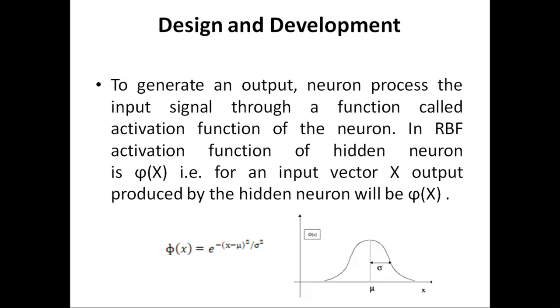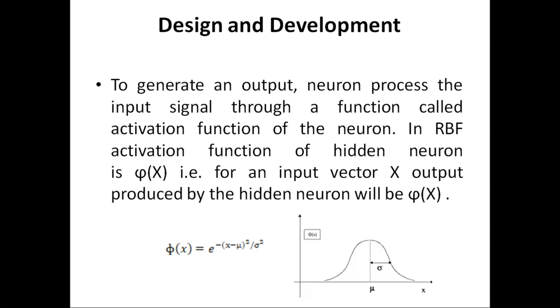What is the function? Phi x is the function, that is e to the power minus (x minus mu) squared by sigma squared. So this is the function. That means our input x is passed through this function, and this function we call the activation function.